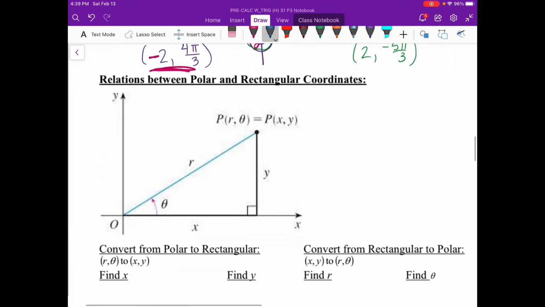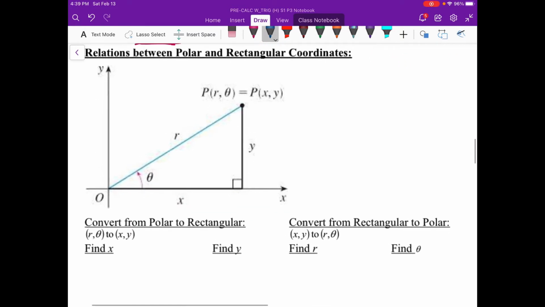So other than graphing these, we're going to ask you to go between polar and rectangular coordinates. Rectangular coordinates are the ones you already know. This is an example of a rectangular coordinate, x comma y. And now we're introducing r comma theta. So how do we go back and forth? What we have here is a right triangle in our normal rectangular coordinates.